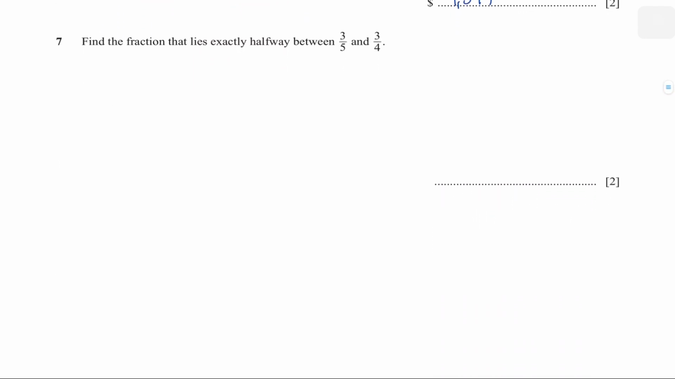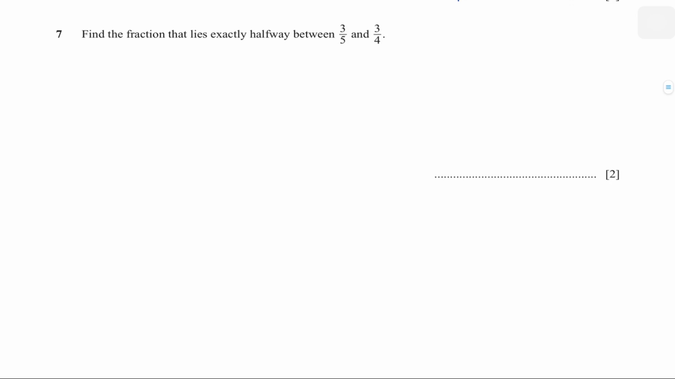Let's do question number 7, in which we have to find a fraction that lies exactly halfway between 3 upon 5 and 3 upon 4. So this is essentially like taking out the midpoint. So how do you take out the midpoint of any two values? You simply add them up and you divide it by 2. So 3 upon 5 plus 3 upon 4, we're going to add this and divide it by 2.